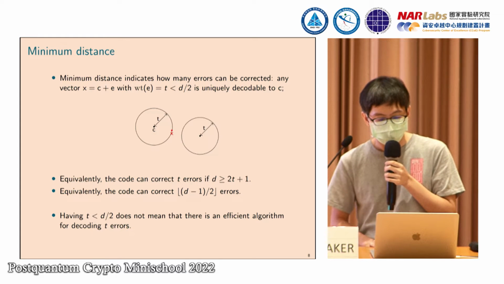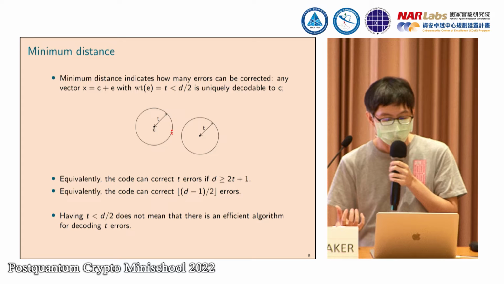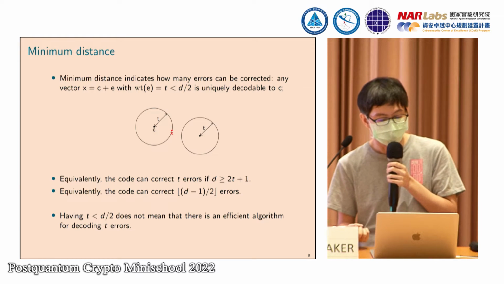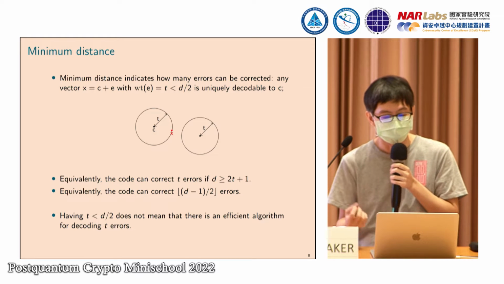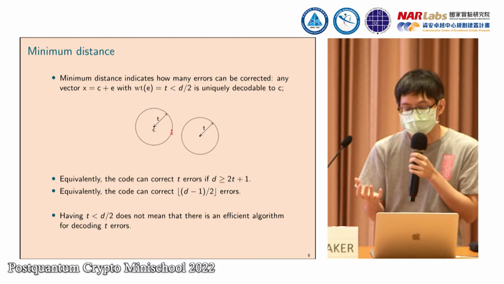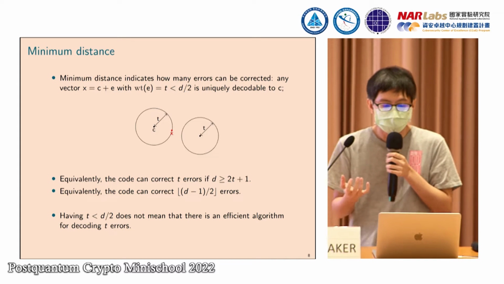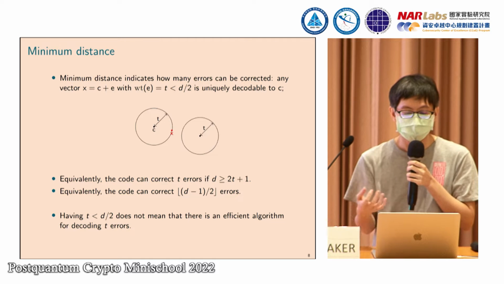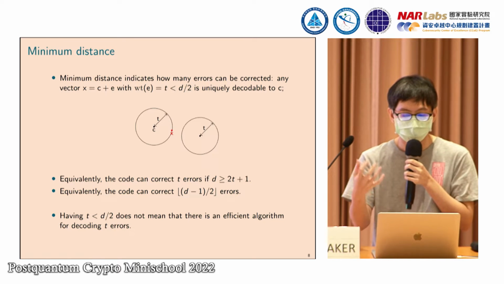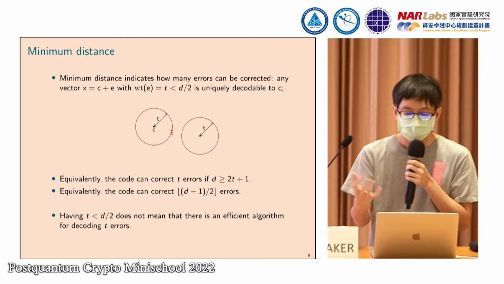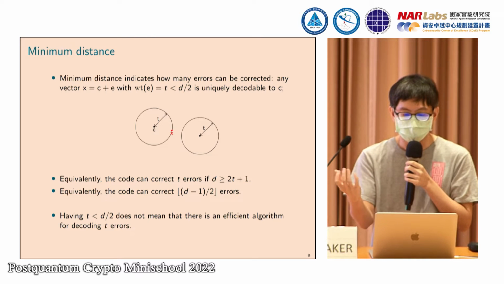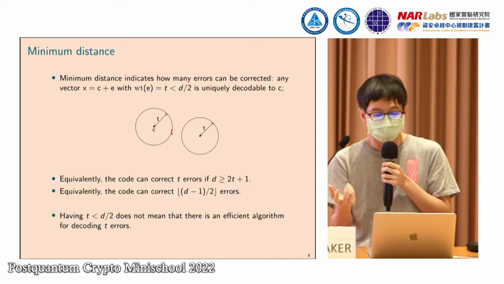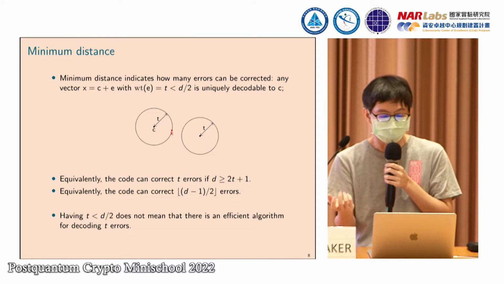And finally, I should note that having t smaller than d over 2 doesn't really mean that there's an efficient algorithm for decoding t errors. This just means that if you, for example, try to exhaustively search through the whole code, for every vector in the code, then you should be able to find the unique closest code word. It doesn't mean that you have a very efficient algorithm to do this.